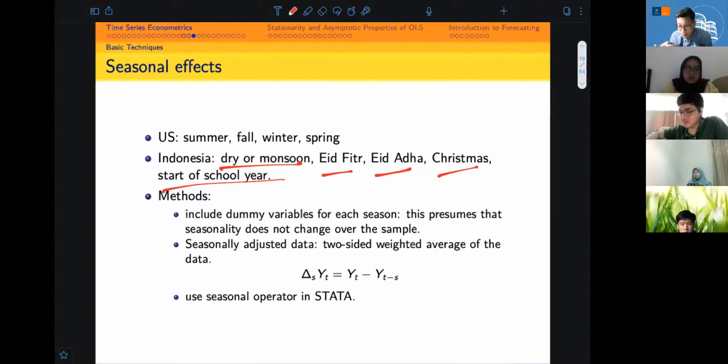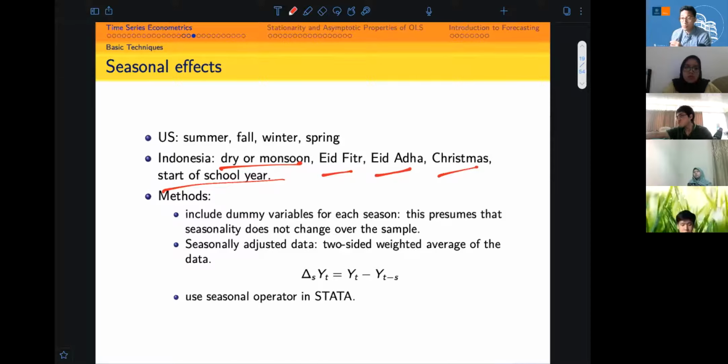So these different seasons provide different economic dynamics, and it's actually recorded in the data. So it's quite important for us to identify the seasonal effects in our data.